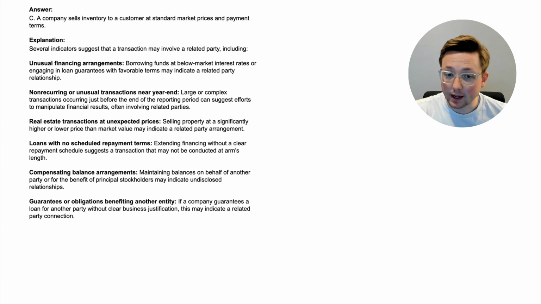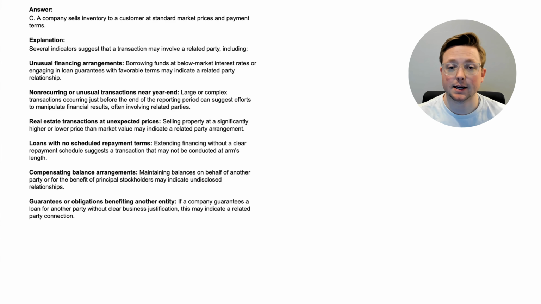Again, unusual financing arrangements, non-recurring or unusual transactions near the end of the year, real estate transactions that are way higher or way below the normal prices, loans with no scheduled repayment terms, compensating balances that you're just keeping there for people without disclosing why you're keeping that balance for that person, or guarantees or obligations benefiting another entity. So again, all those things are common things that you'll probably see in questions that would be indicators of related parties.